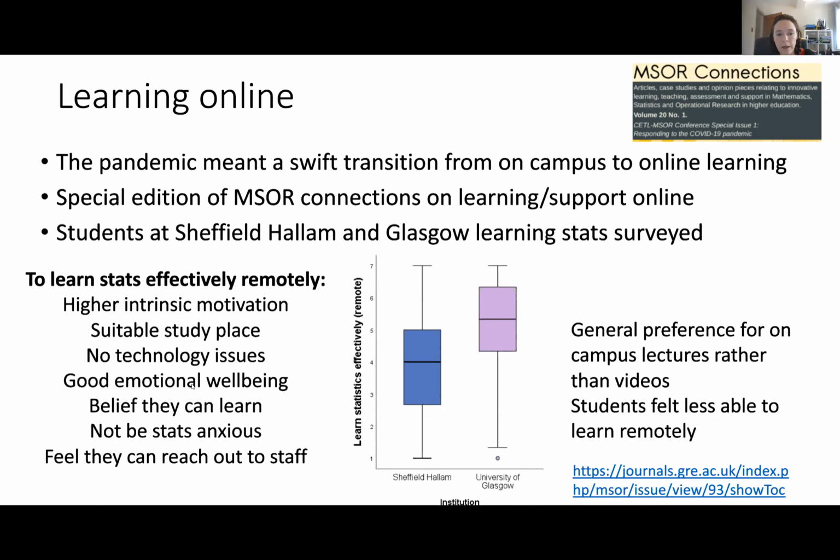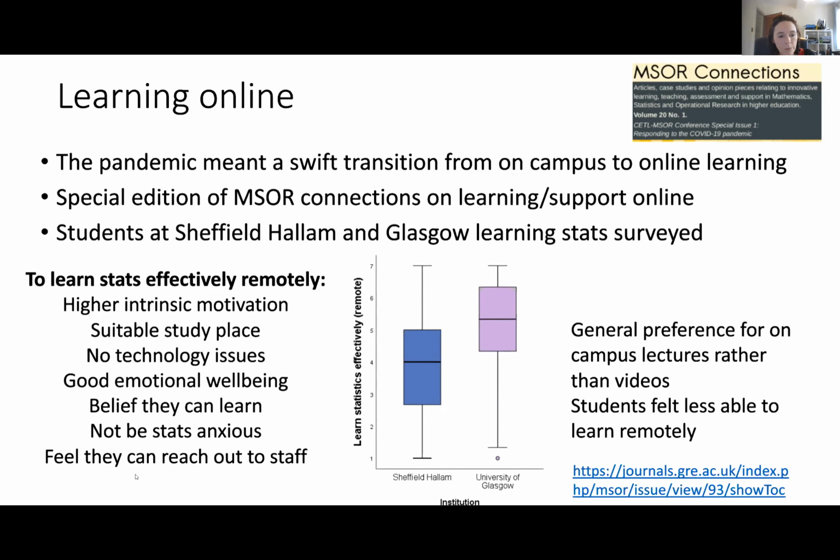How the students felt, negative emotional well-being impacted negatively. Importantly, if they were stats anxious, they were less able to learn effectively. And a very important one was whether they felt they could reach out to staff if struggling, not necessarily asking for help, but knowing that somebody's there did help students learn remotely. Generally, there was a preference to return to on-campus lectures rather than videos, and they felt less able to learn remotely.